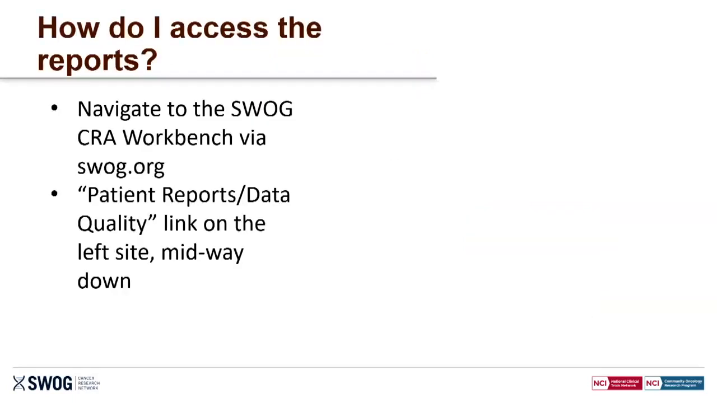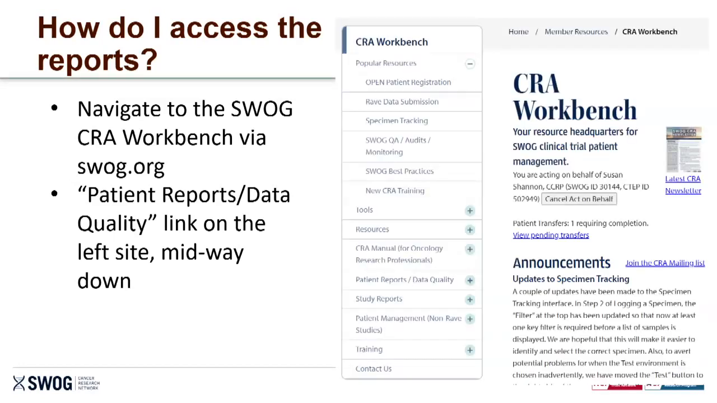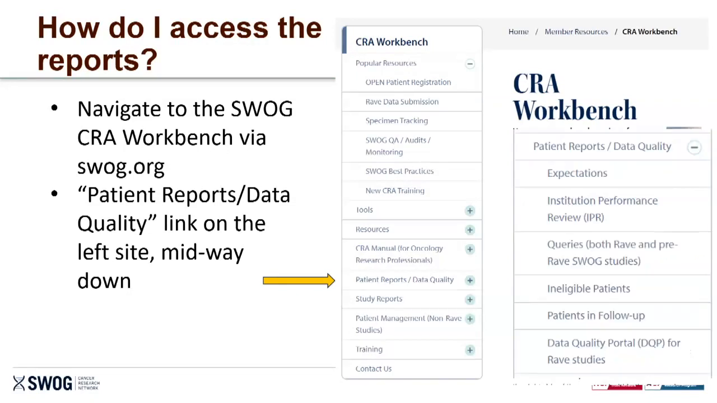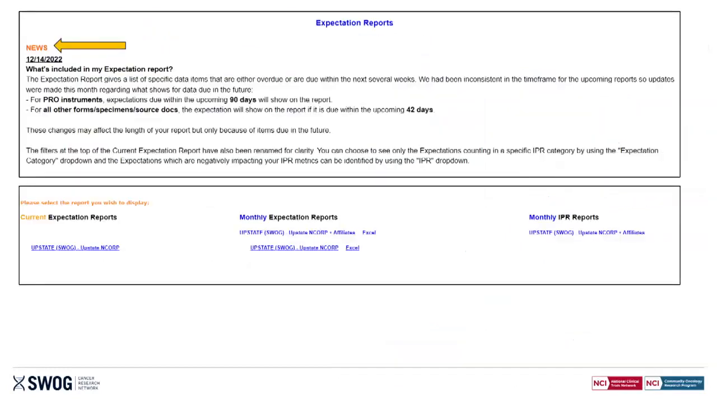Accessing the report, similar to other things, you navigate to the SWOG workbench via swog.org. And the link is down here, the patient reports and data quality. And that's the list of the kinds of reports that you'll see. So when you get to the expectation report, this is a snapshot of what it will look like.